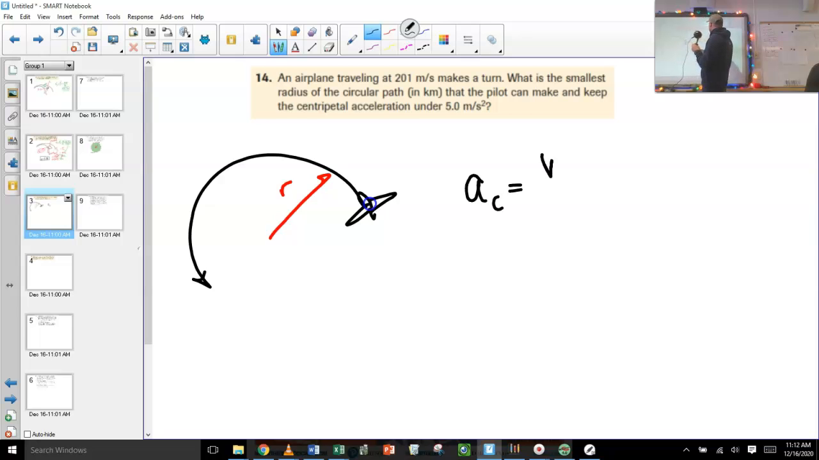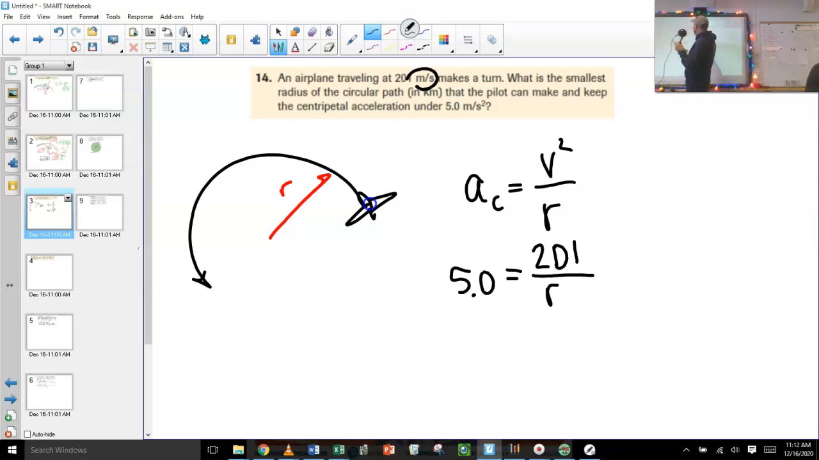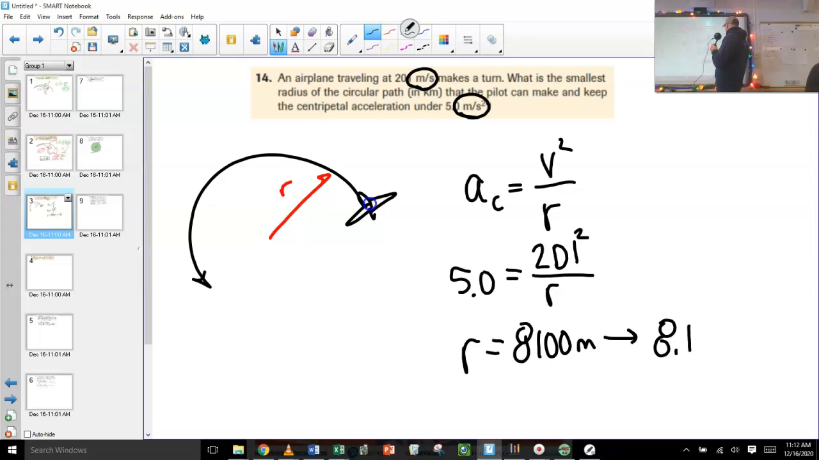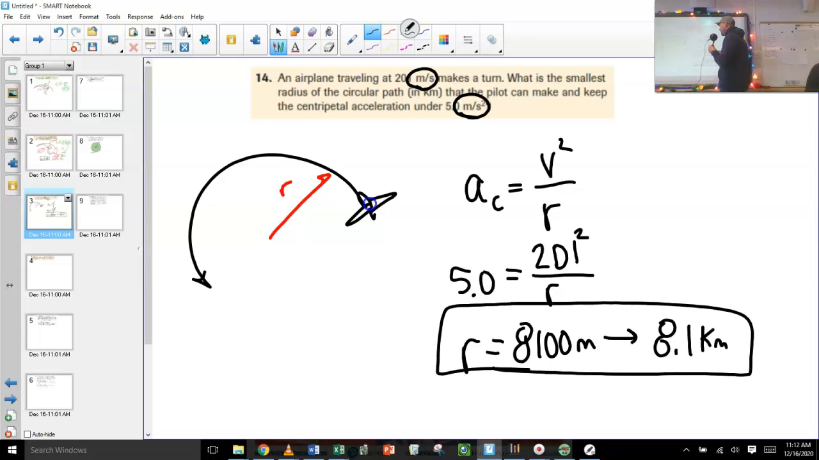So centripetal acceleration is velocity squared over the radius. We want the centripetal acceleration to be under 5. My velocity is 201. And we just got to make sure that this is meters and seconds. This is meters and seconds. We're good to throw those numbers in there as they are. So we solve this for the letter R, and it turns out to be 8,100 meters, also known as 8.1 kilometers. Either one, totally acceptable.